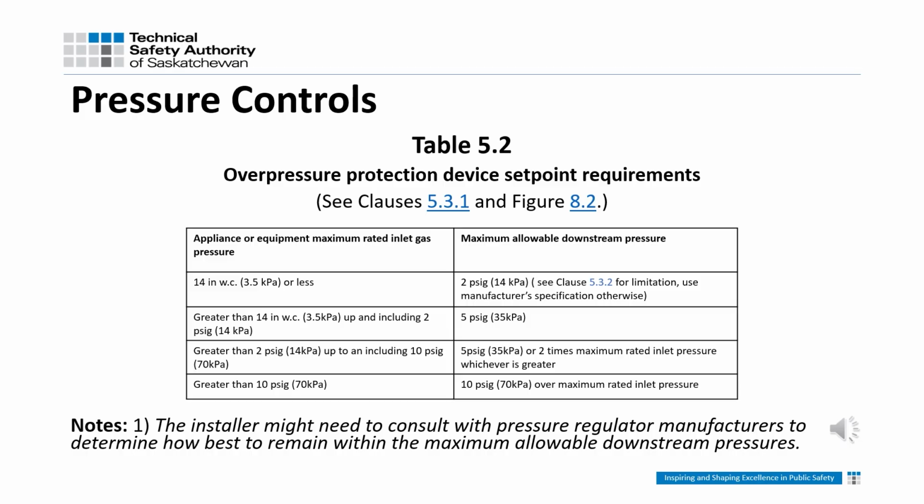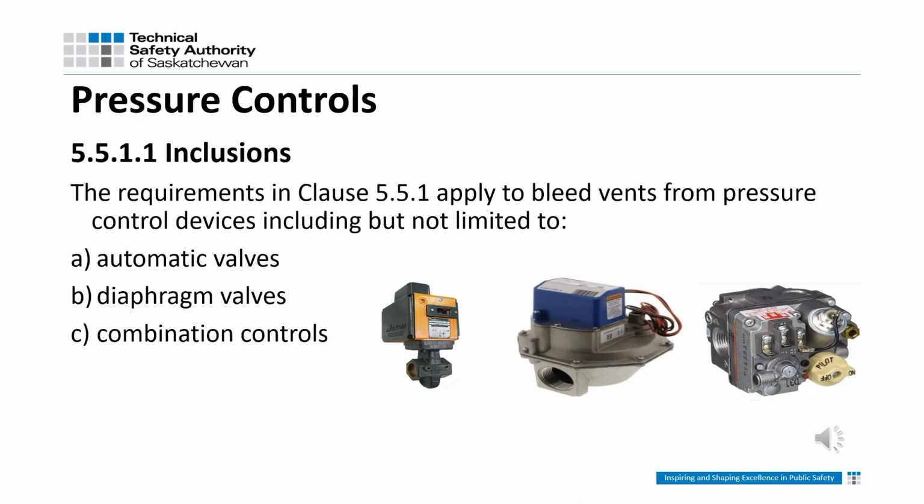The next two slides fall under subsection 5.5, venting of pressure control devices, referring to the inclusion or exclusion of the construction of vent pipes for pressure control devices other than overpressure relief devices, as per Clause 5.5.1. This establishes a list of eligible items in new Clause 5.5.1.1, applying to bleed vents including but not limited to: A. Automatic valves, B. Diaphragm valves, C. Combination controls.